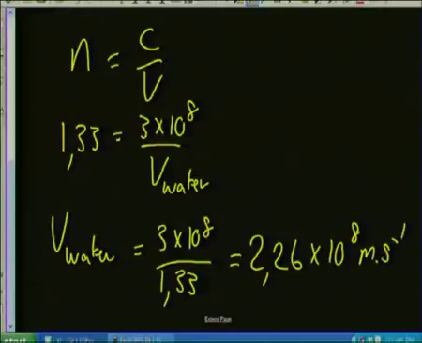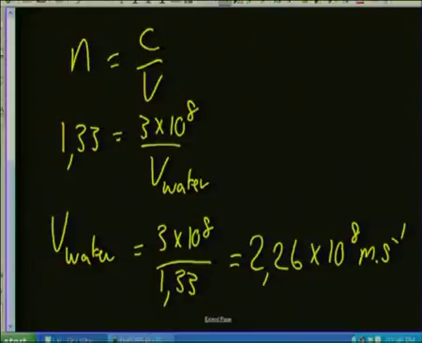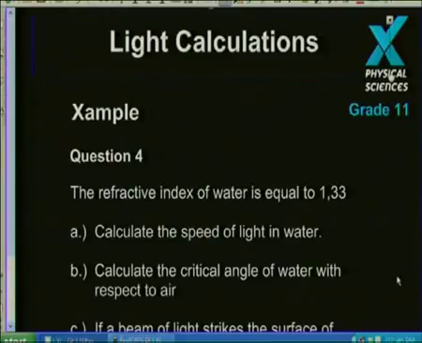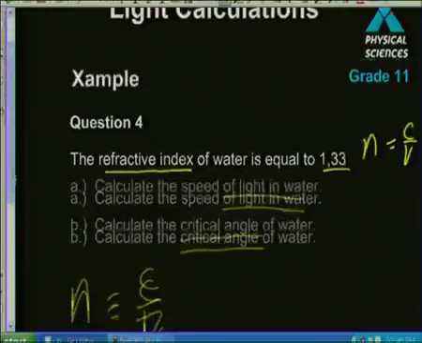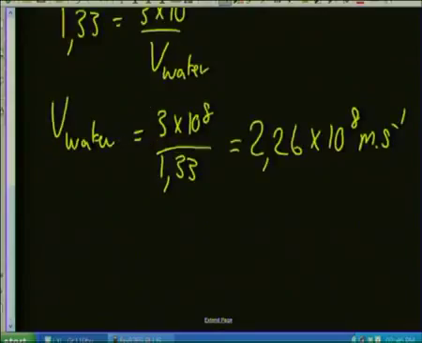Let me just check that. I want to make absolutely sure that I've rounded off correctly. 2,2, the 5 makes that 5 a 6, and that's exactly it. 2,26 times 10 to the 8 meters per second. So it's quite a bit slower than the speed of light in air or in a vacuum. We've decreased quite substantially in water. But now the next thing is the critical angle.